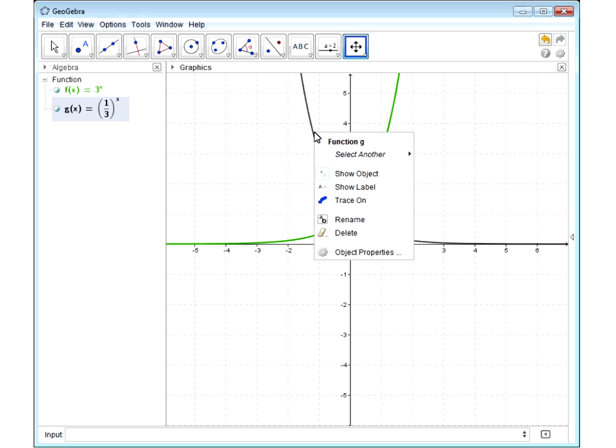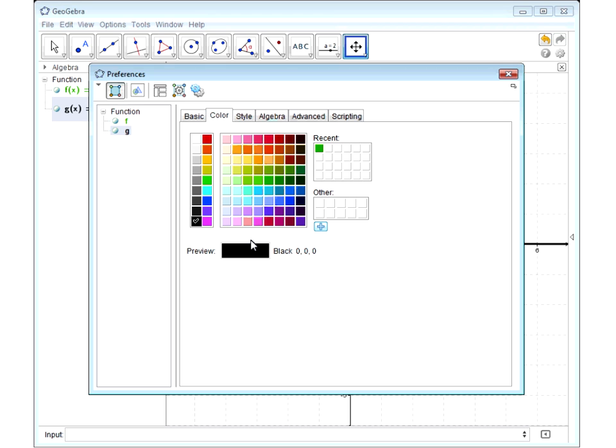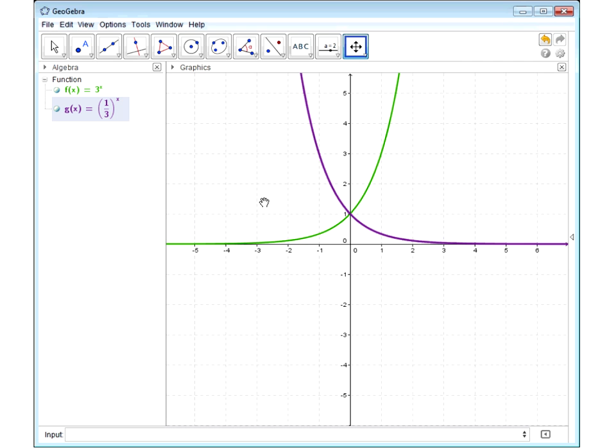So let me change the color of that one as well. And let's say, well, there's a really cool purple color there. We'll go ahead and use the purple. All right. Interesting to note, of course, that we have inverses here. More importantly, the purple function with the fraction as the base, it's decreasing as we look at it left to right. And if you look at your exponential function with a base that's greater than 1, then that's increasing from left to right.